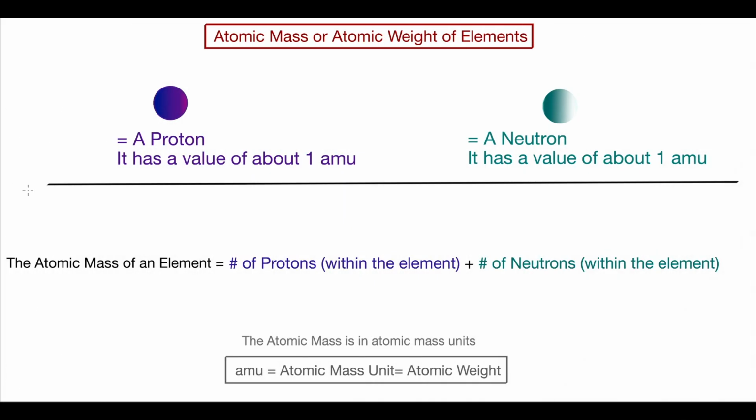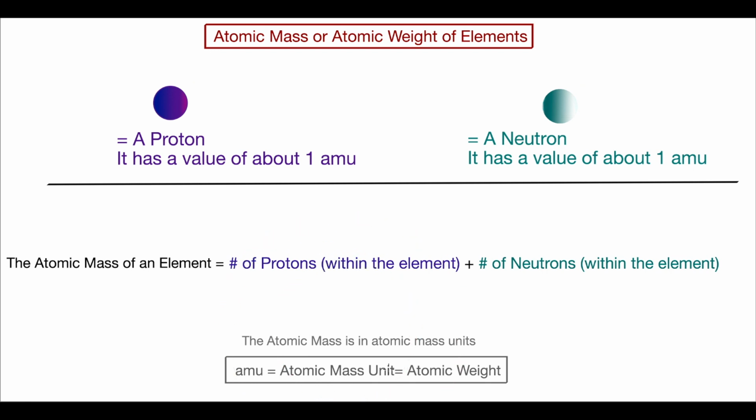An AMU is a unit of measurement used to know the masses of an element, just like you use inches, meters, kilograms, and pounds. So to calculate the atomic mass or the atomic weight of an element or atom, we use the formula: the atomic mass of an element equals the number of protons plus the number of neutrons of that specific element. The answer is in AMUs, or atomic mass units, or the atomic weight.